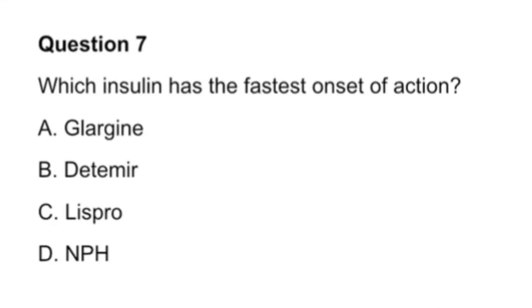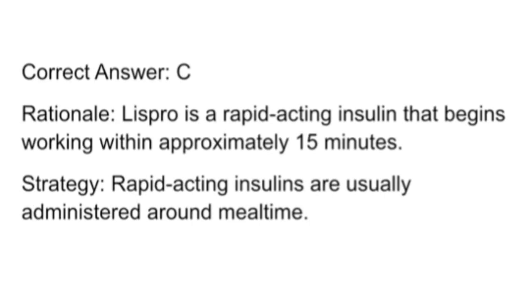Question 7. Which insulin has the fastest onset of action? A. Glargine. B. Detemir. C. Lispro. D. NPH. Correct answer, C. Rationale: Lispro is a rapid-acting insulin that begins working within approximately 15 minutes. Strategy: rapid-acting insulins are usually administered around mealtime.